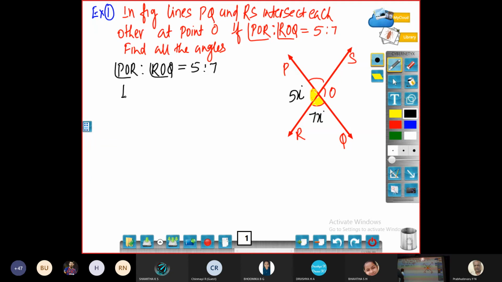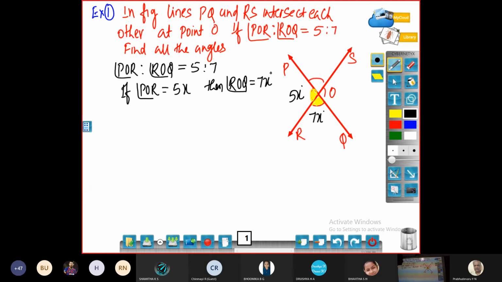So if angle POR is equal to 5x, then angle ROQ will be equal to 7x degrees, because they are in the ratio of 5:7. We need to find these two angles, 5x and 7x. Now, how to find this?